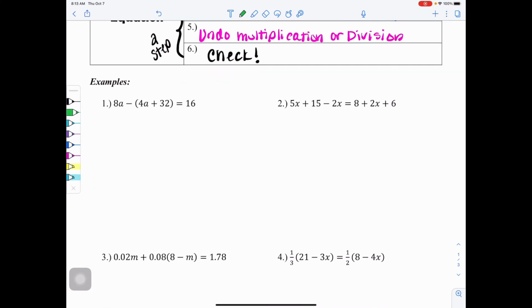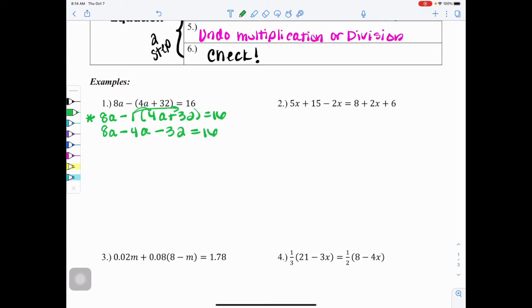So in example 1, the first thing I want to point out is that we have a special situation here where it looks like there may not be anything in front of the parentheses, but in actuality there is. So the first step you want to write in an equation like this is to actually rewrite it with a -1 in front, so that you realize that there really is distributive property and you should be distributing a -1 through the parentheses. So that would be 8a, and then -1 times 4a would be -4a, -1 times 32 would be -32.